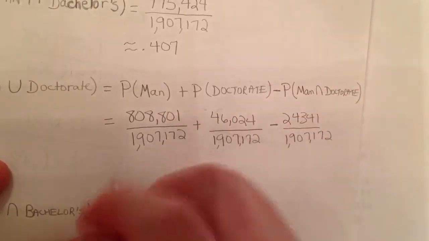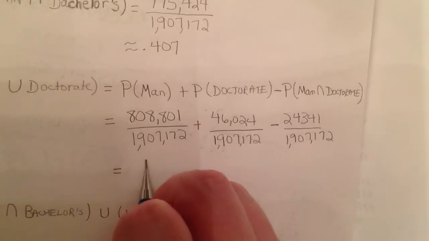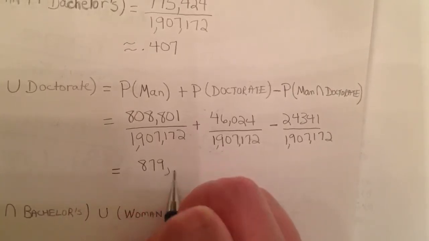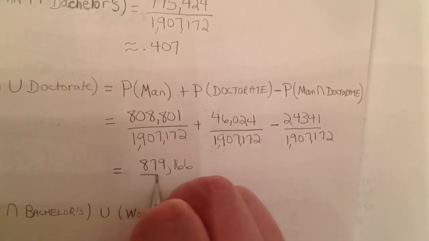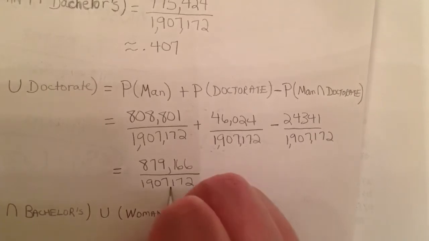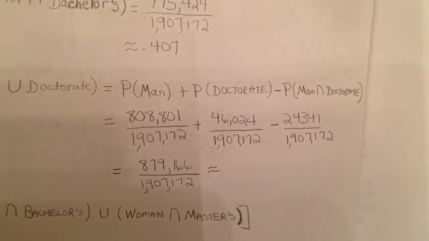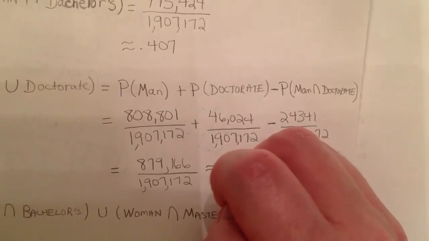And so with the numbers that we have, we're looking at 879,166 out of 1,907,172. And if you were to express it as a decimal, this comes out almost to 46.1%.